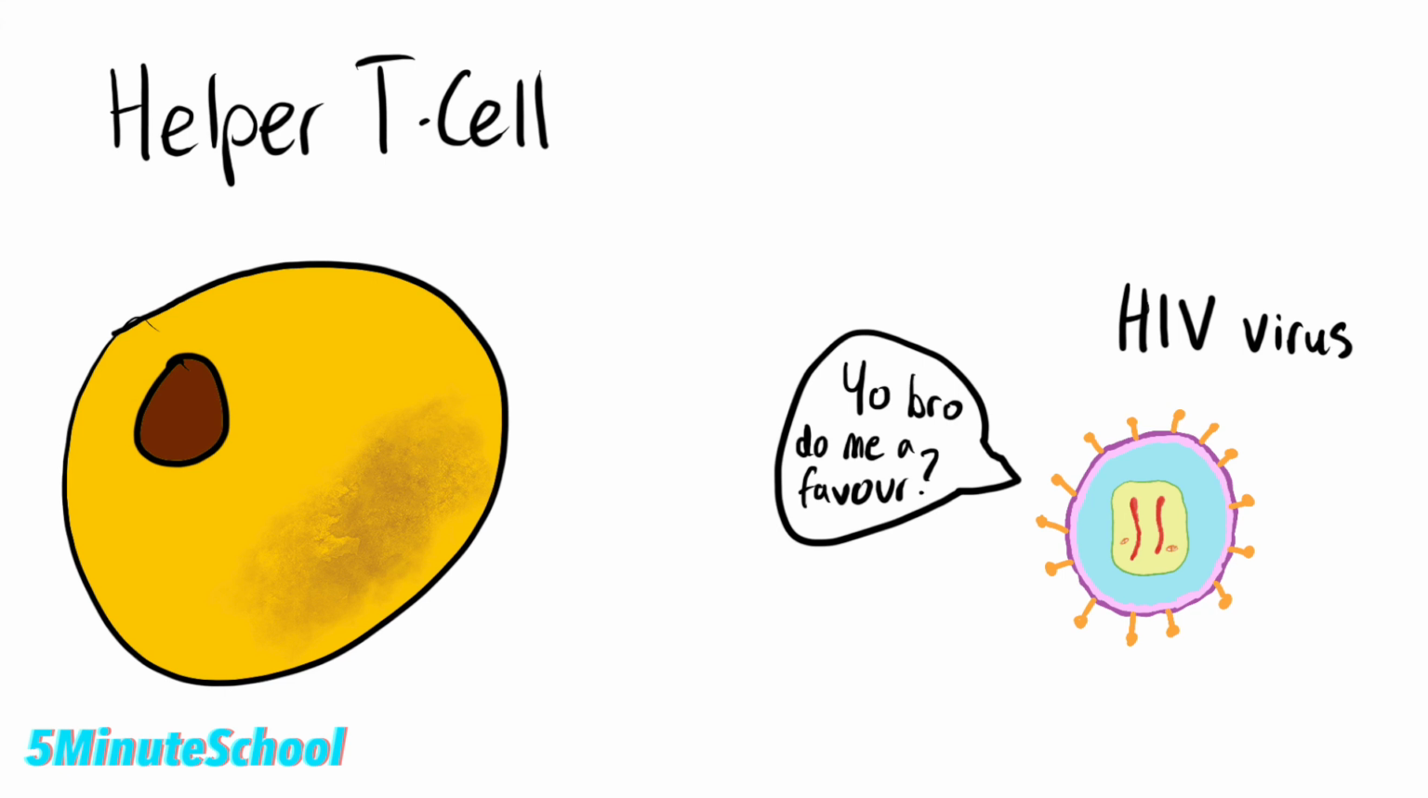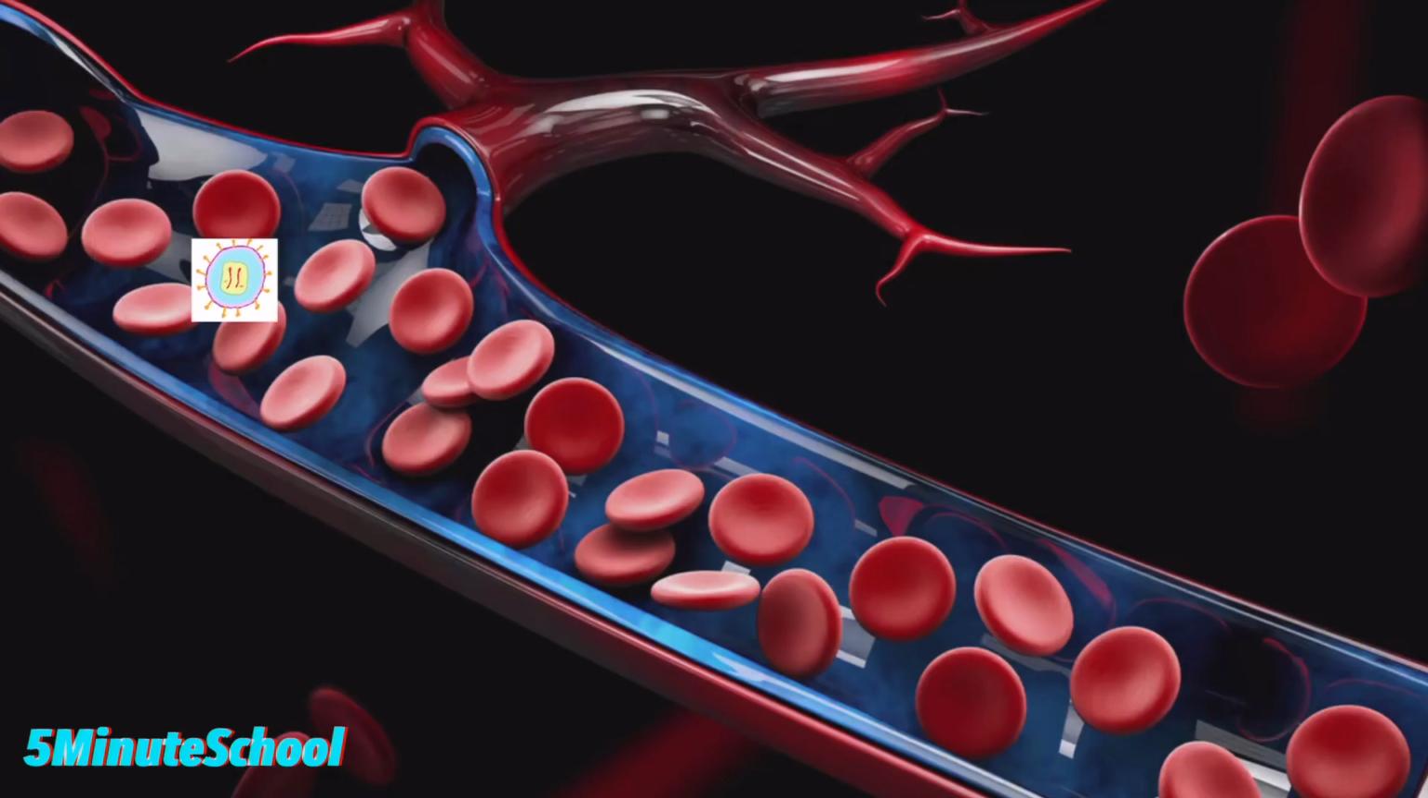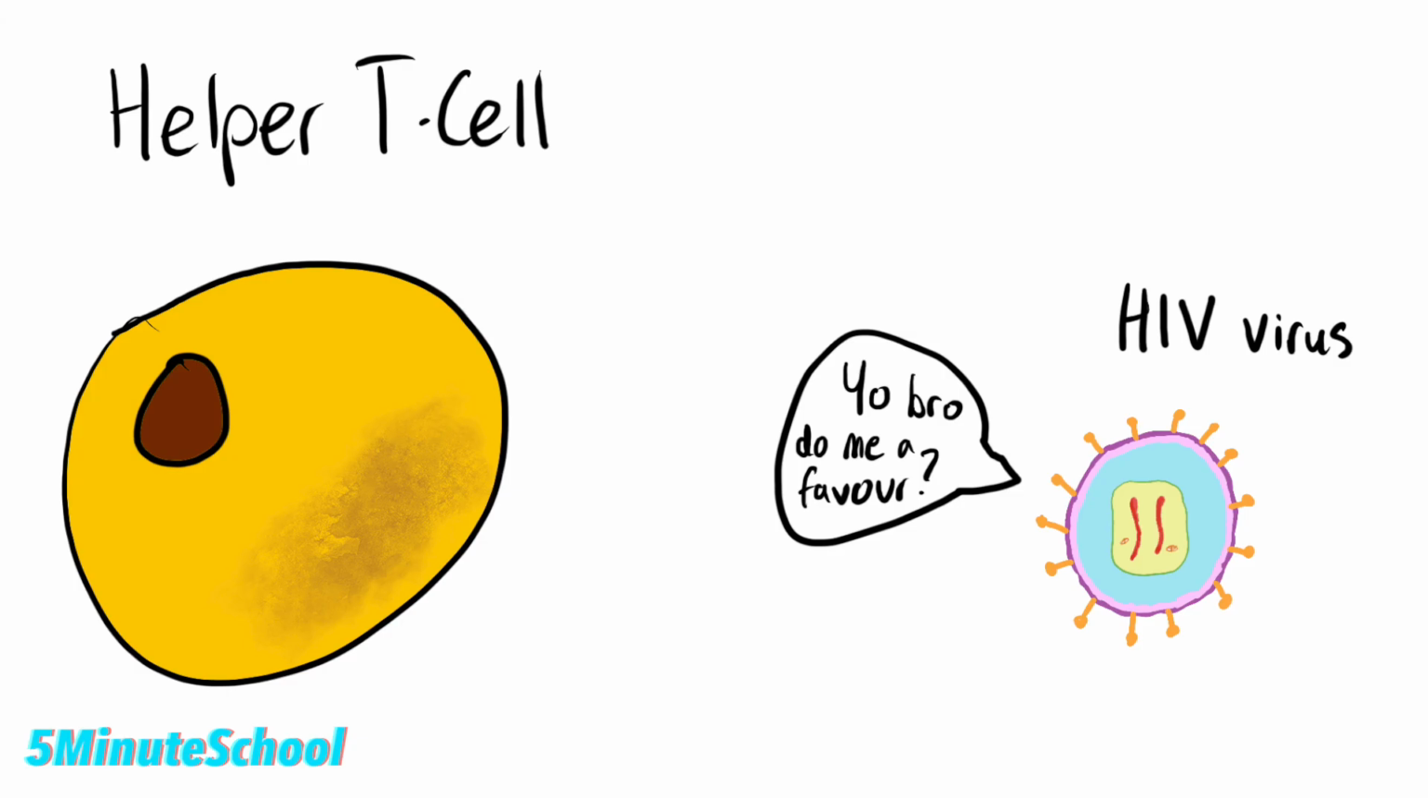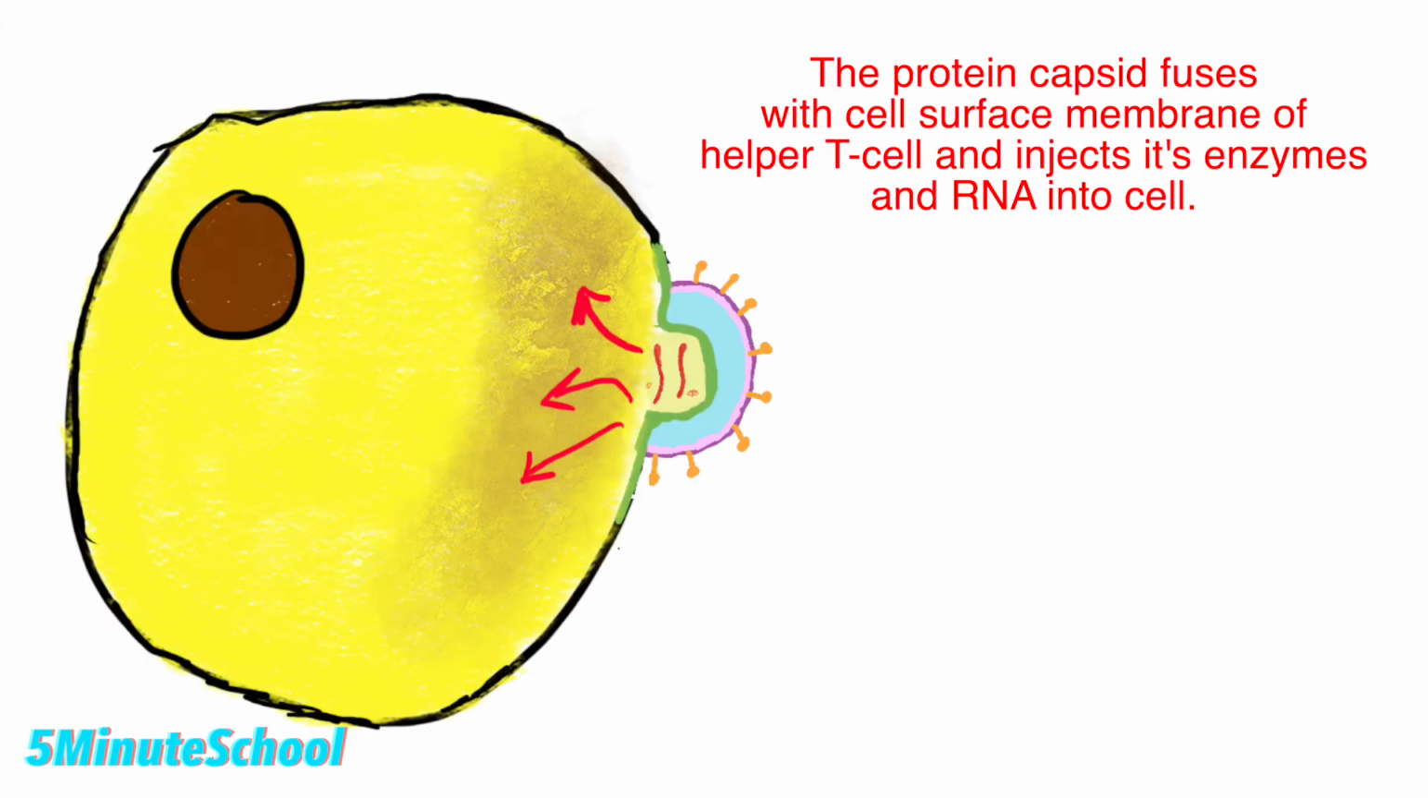So what it does is, following a HIV infection, it enters the bloodstream and circulates around the body. HIV readily binds to a protein called CD4. Generally, HIV most frequently attaches onto helper T cells, which are part of the immune system. The protein capsid fuses with the cell surface membrane of the helper T cell, and the RNA and the enzymes of the HIV enter inside the helper T cell.